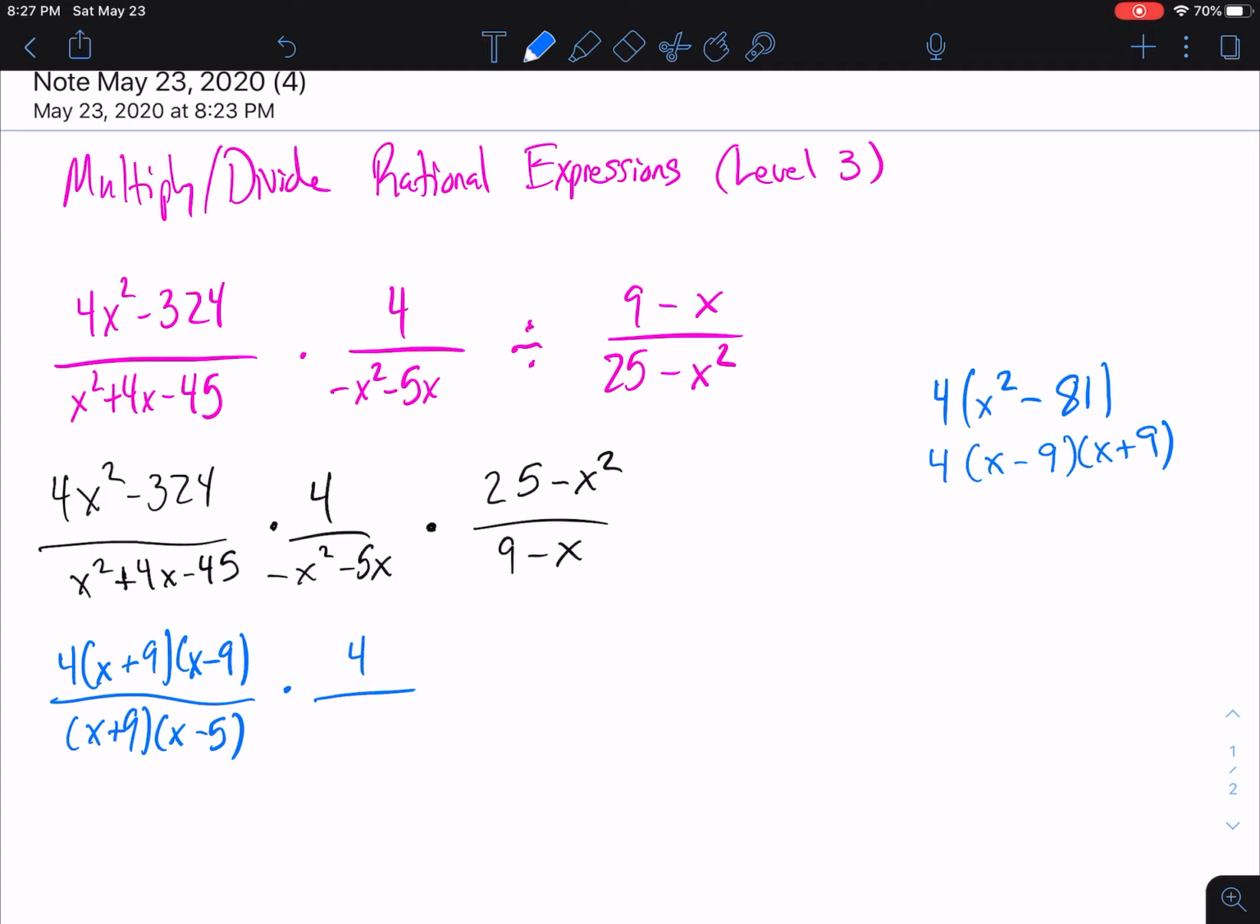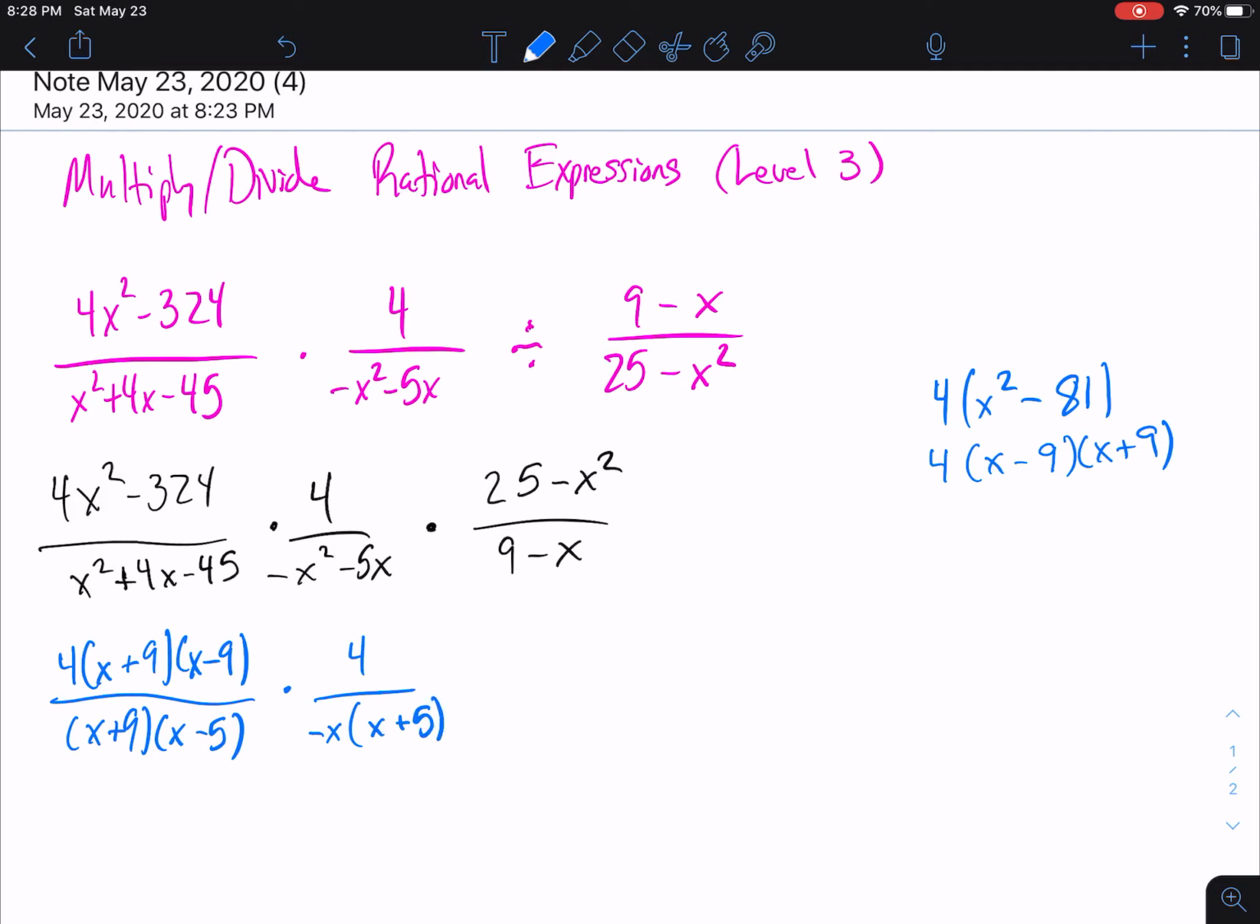Now for the bottom center, we have negative x squared minus 5x. We said this during the year, but I'm not sure how many of you caught it. Anytime we can pull out a GCF, we need to pull out the negative of that GCF if we can. So the leading term here is negative. I'm pulling out a negative x, and that's going to leave me with an x plus 5 as something that's left over.